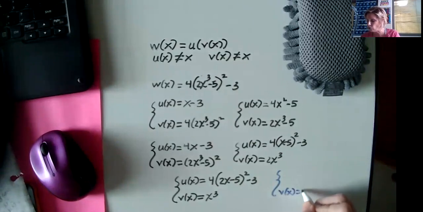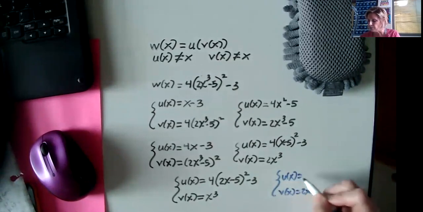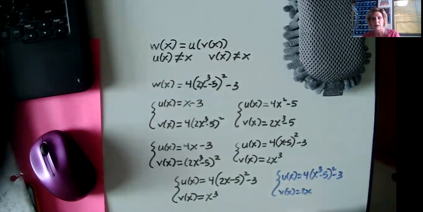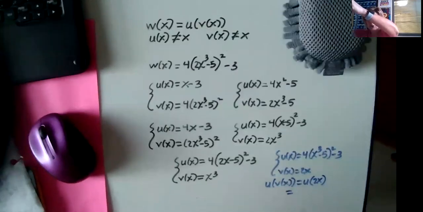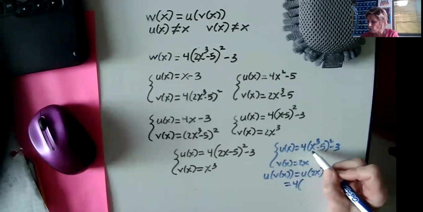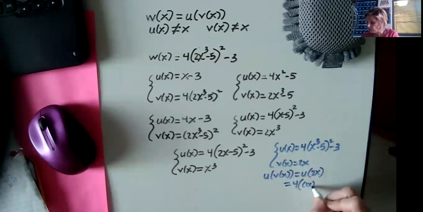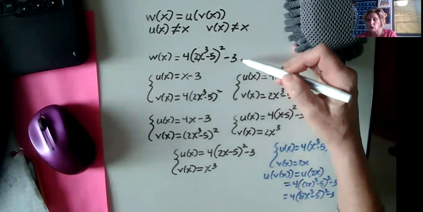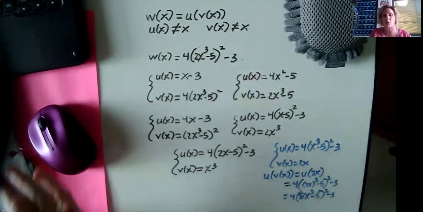They'll say, well, let v of x be 2x, and then let u of x be 4 times x cubed minus 5 squared minus 3. The problem with that is when you did u of v of x, and you plugged in, let me show you what I'm doing, then you're going to have 4, and you would have to put 2x right here. So it would be 2x cubed minus 5 squared minus 3. And that would give you 4, and then this would wind up being 8x cubed minus 5 all squared minus 3. And that is not your original double u of x. So you're almost right, just not quite.